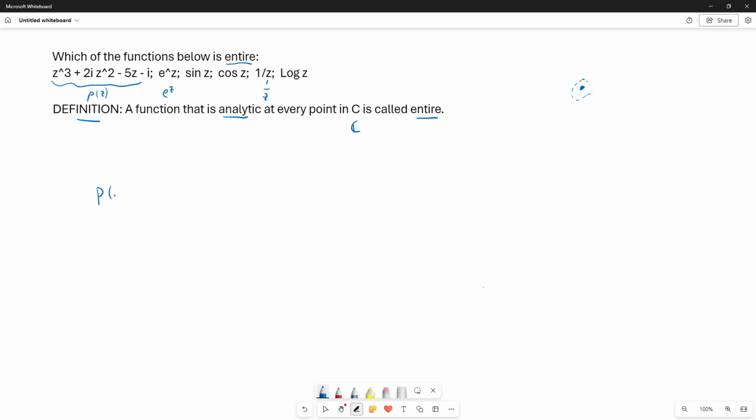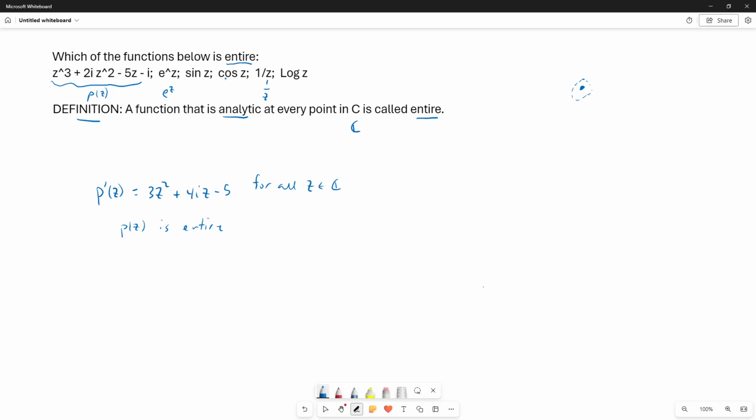So our p of z function has a derivative. That derivative is 3z squared plus 4iz minus 5. And that is for all z in the complex plane. So the polynomial function is differentiable at every point. So the polynomial p of z is entire.